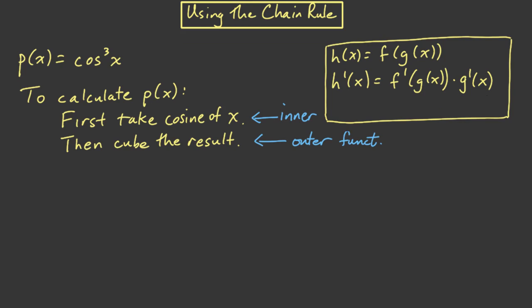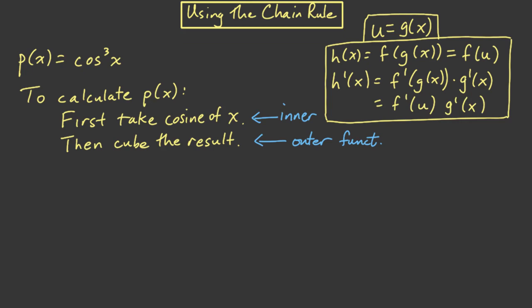Sometimes what people do to make the notation a little easier is to introduce a new variable to represent the inner function. And this is exactly the intermediate variable u that we used in the last video. So I'll write it up here. u is equal to g of x, the inner function. And so h of x equals f of g of x, and that's now f of u. And our derivative h prime of x becomes f prime of u times g prime of x.